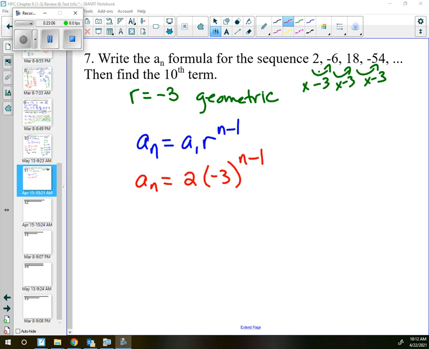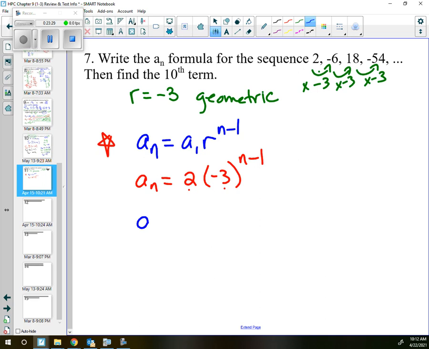All right, so hopefully you notice we're multiplying by a negative number. Do you see the alternating sign, kind of a red flag for geometric here? We're multiplying by -3, so the common ratio is -3. That makes it geometric. So we have our a_n formula for geometric: a_1, which was 2, times our ratio, which is -3, to the n minus 1. Careful to use parentheses there because we have that negative ratio.